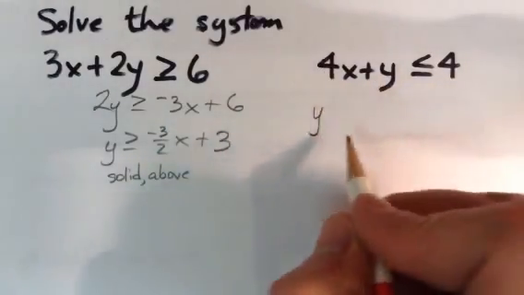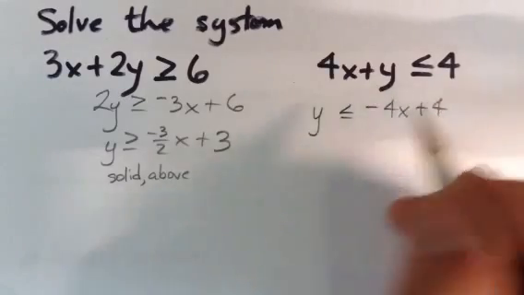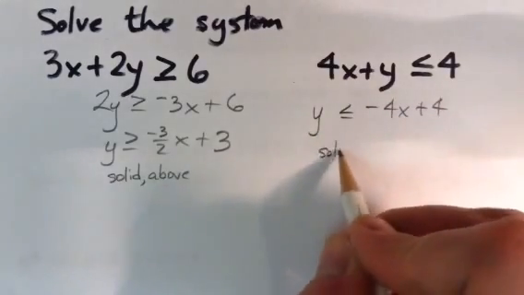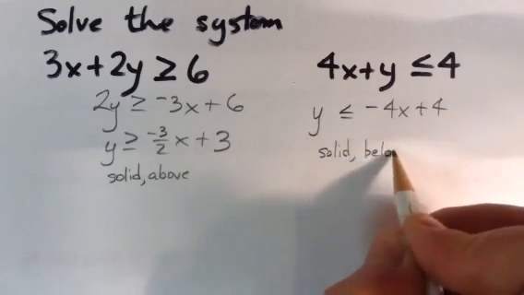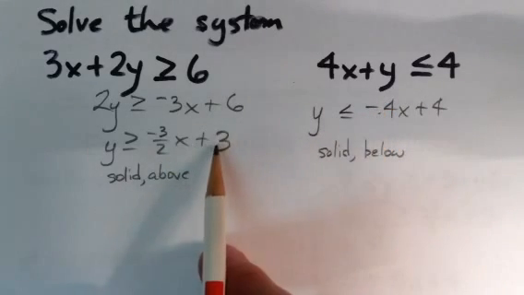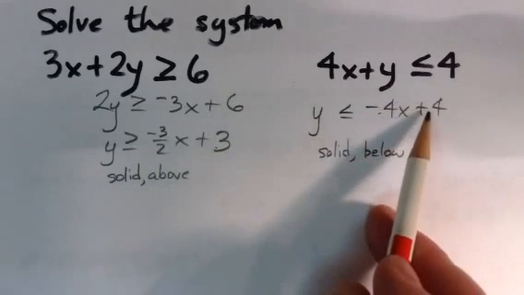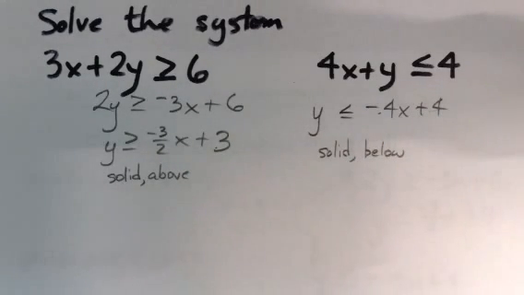Over here, this one's going to be easy. Positive 4x on the left means a negative 4x on the right. This is also going to be solid, and it's less than. We're going to shade below. Identify the slope. This one's a negative 3/2. This one's a negative 4. The y-intercept over here is a positive 3. The y-intercept is a positive 4 over there.